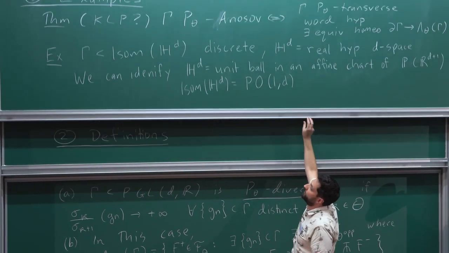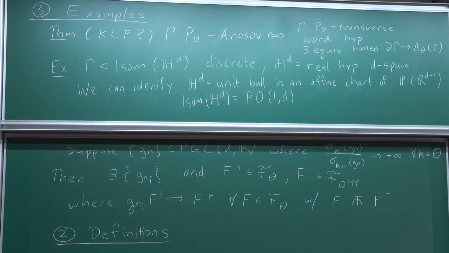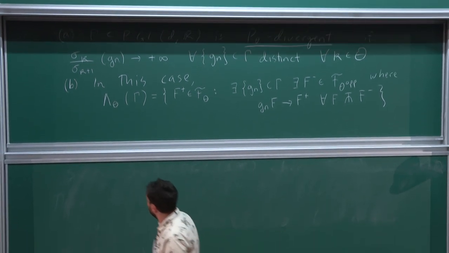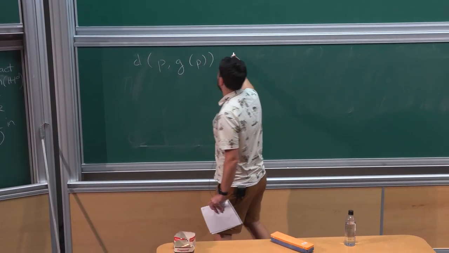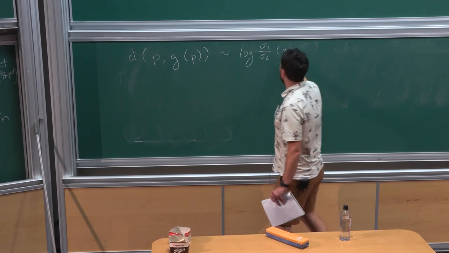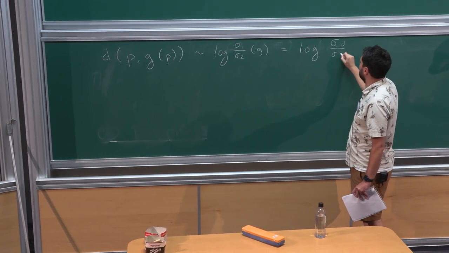I guess I'll push this all the way up. I guess I'll go in order. If we do that, then the distance between a base point and g of p, well, it turns out it's pretty much just log of sigma 1 over sigma 2 of g, which is equal to log of sigma d over sigma d plus 1 of g.